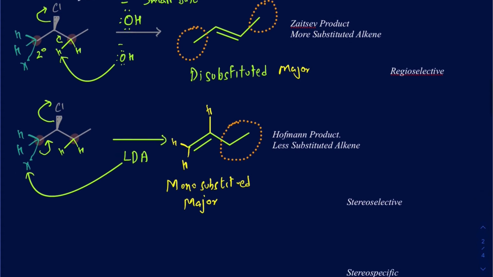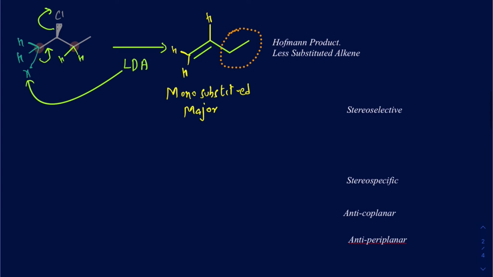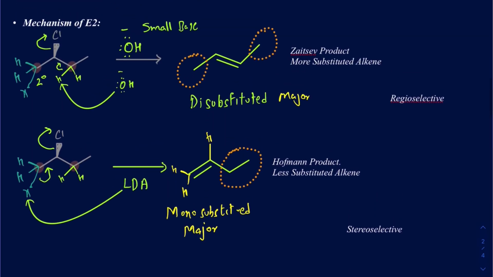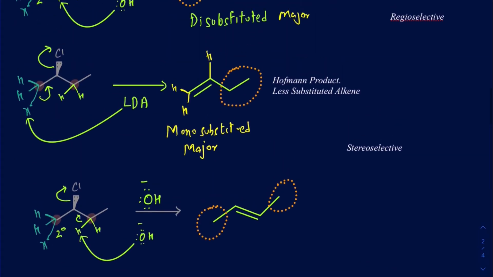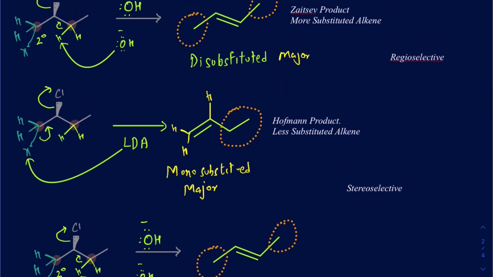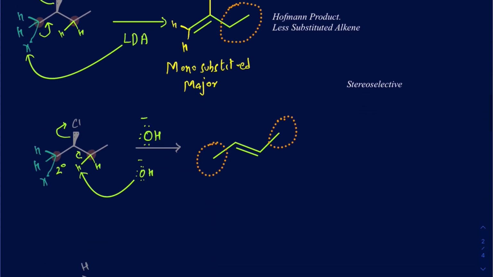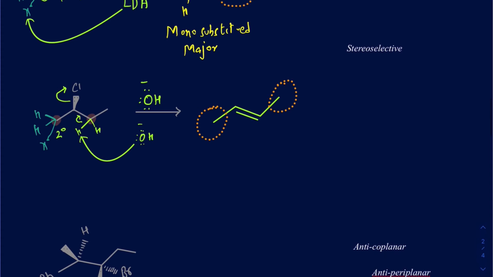Now let's go back to this first reaction actually. So I'm just going to go ahead and copy this down here. When we're going back and looking at this first reaction where we used a small base and we made this di-substituted alkene, which was the major product according to the Zaitsev rule, I could make two different types of products. I could make this right there, and in addition to that, I could also make a cis version of it.